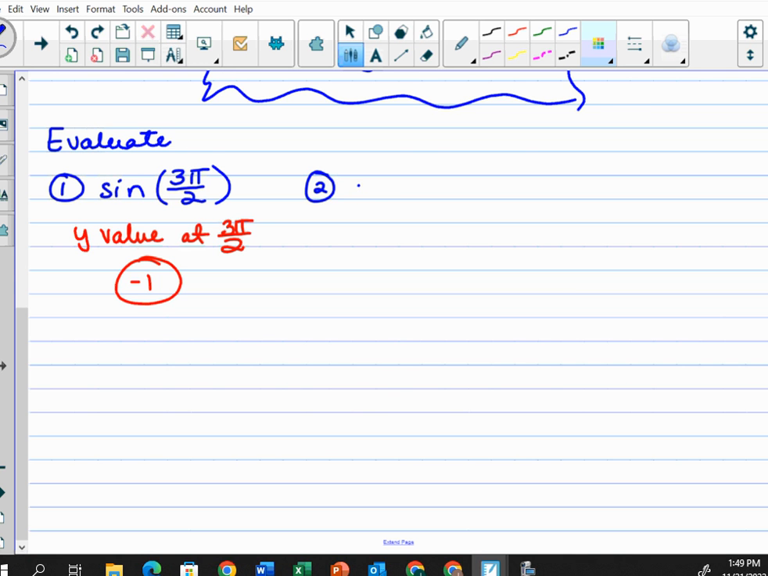Little eggish. All right, you guys try this one. Cosine of 5 pi over 4.